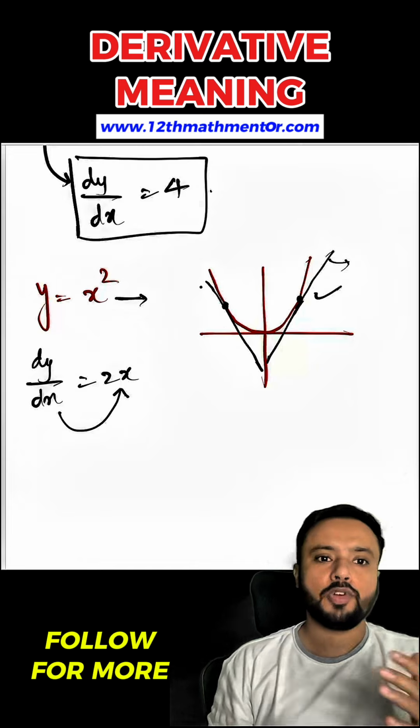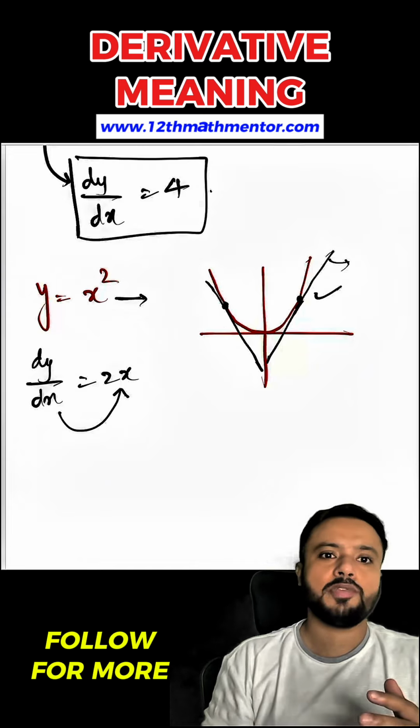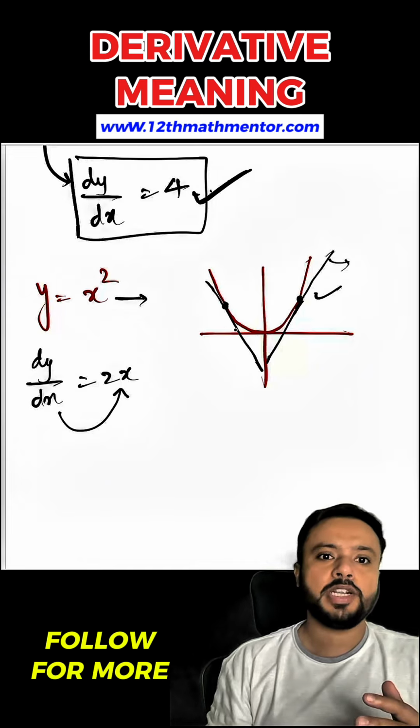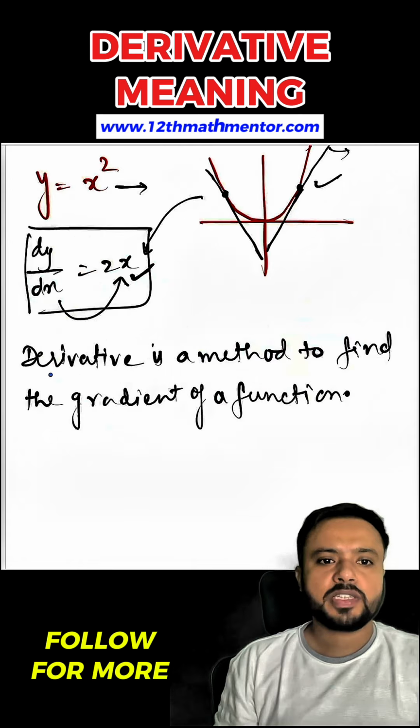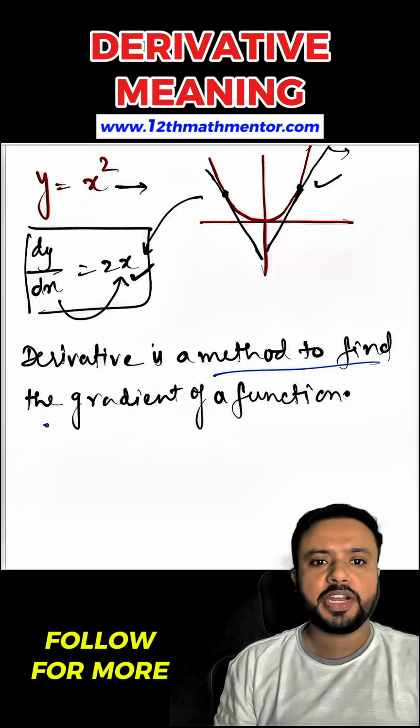Since for a line the gradient is constant, that's why we got a constant value, and for a curve it changes at each point, so that's why we are getting the dependency of the derivative on x. So we can say that the derivative is a method to find the gradient of a function.